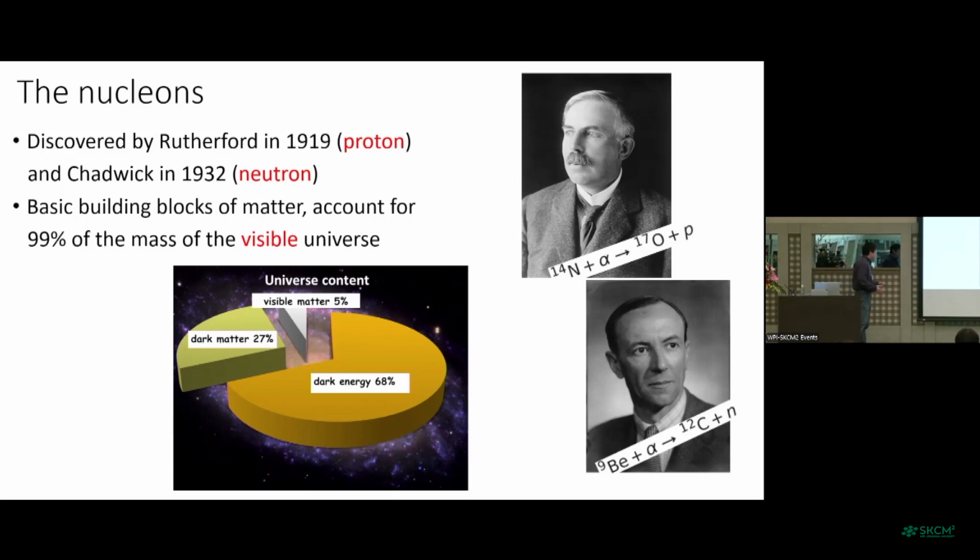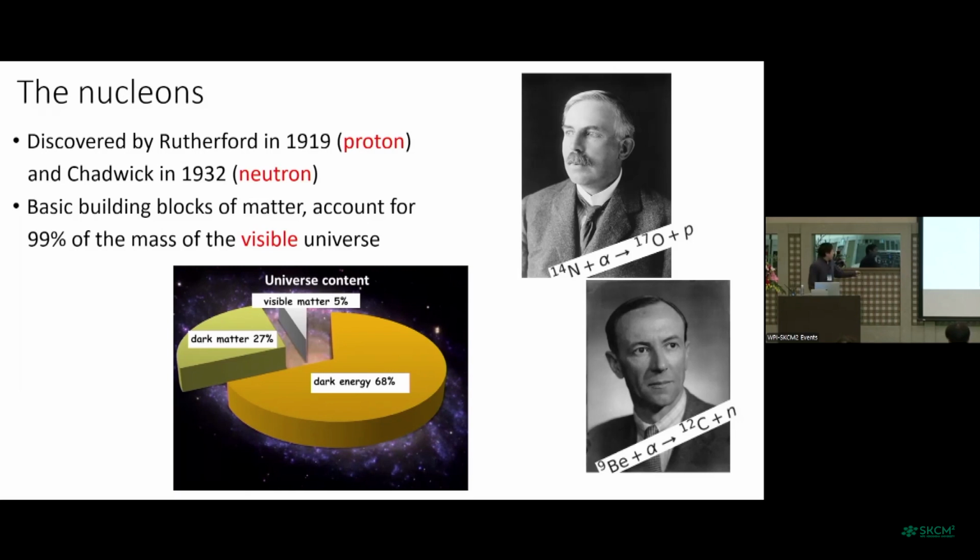Visible here means that they interact with the ordinary, known forces. And 99% of this 5% is accounted for by the mass of the proton and neutron. So these are the fundamental building blocks of the visible universe, and we want to understand their properties from the fundamental level.